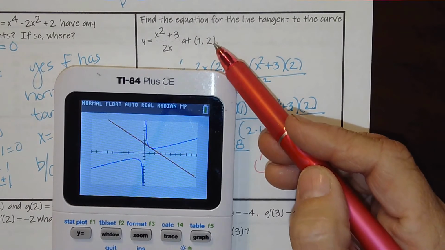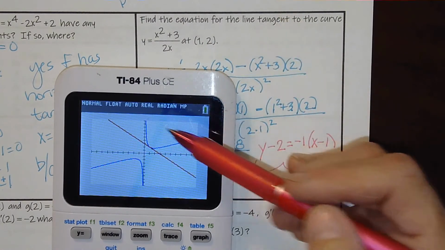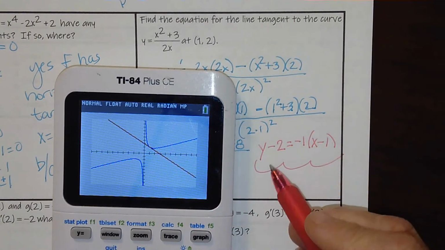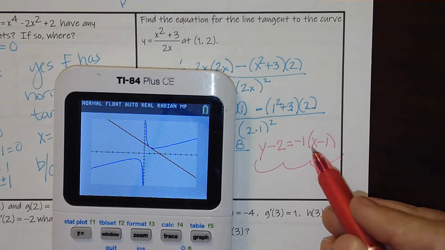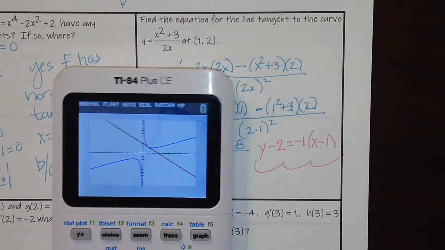So there's our point on the graph, that's the point of tangency, and the equation for this tangent line that's in red is y minus 2 equals -1 times x minus 1. So it's pretty cool.